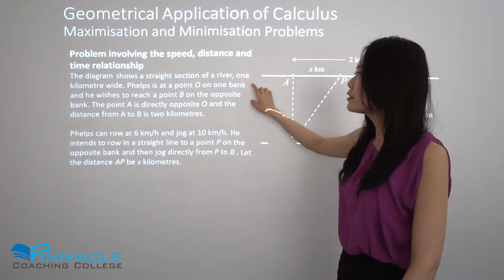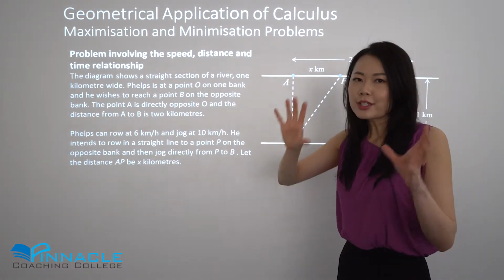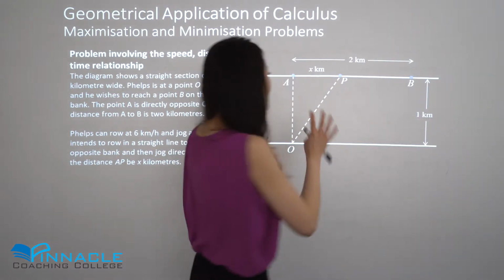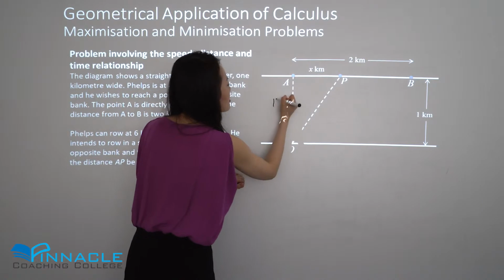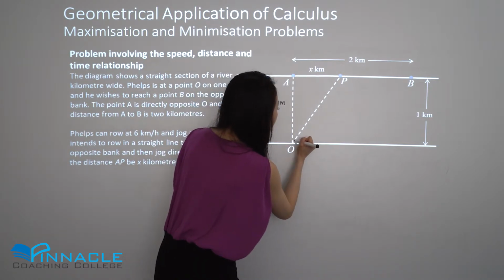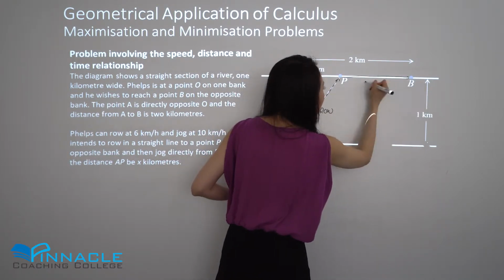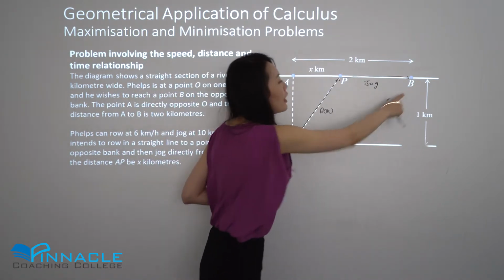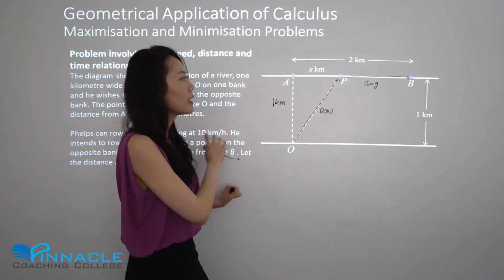The diagram shows a straight section of a river, 1 kilometer wide. I'm just going to show you the diagram and run through what exactly this is describing. So this is the river, and it's 1 kilometer wide, meaning that is 1 kilometer. What you're trying to do here is row across and then jog. You want to get from point O to point B in the shortest time possible. That's pretty much the gist of the question.